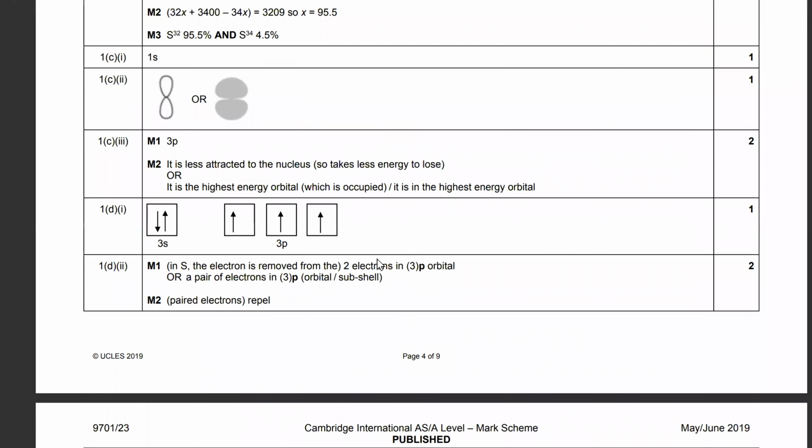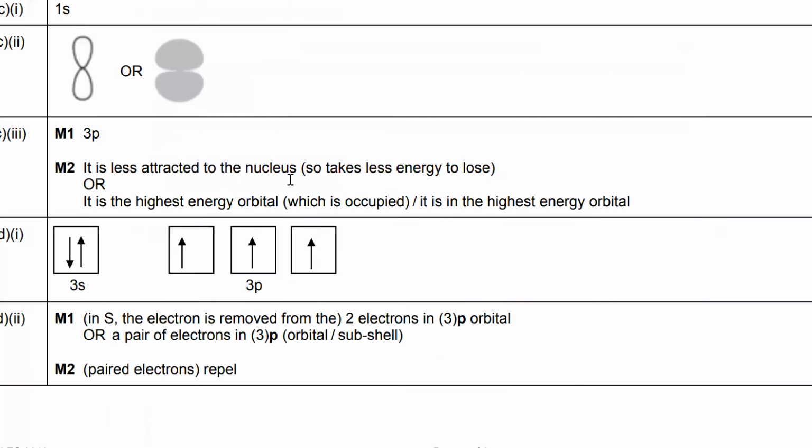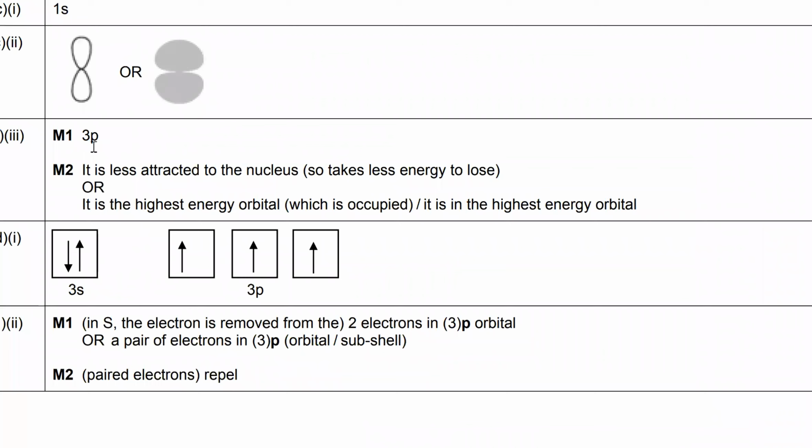I was just wondering about the explanation. He was very general about it. He just said 3p, that's it. He wasn't very specific. So it's a third shell p orbital, or it's the highest energy orbital. That is what I said. Okay, it's the highest energy orbital. That would have been the explanation for this: that the electron is removed from the outermost highest energy orbital when you're trying to remove electrons.